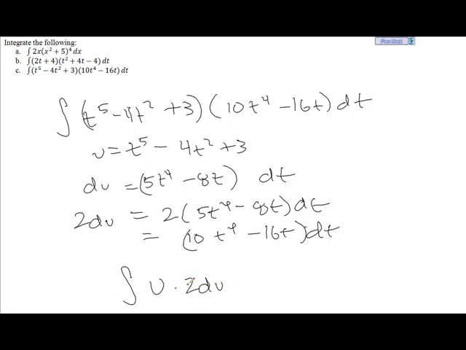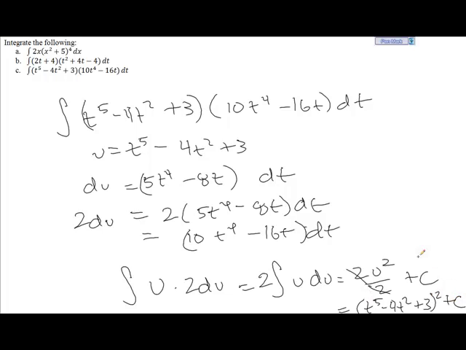Now, constant factors I can pull out, so I'm going to have 2 integral of u du, which we know is 2u squared over 2 plus c. And now these two guys cancel out, so I basically just end up with u squared plus c, and my u is t to the 5th minus 4t squared plus 3 squared plus our arbitrary constant.